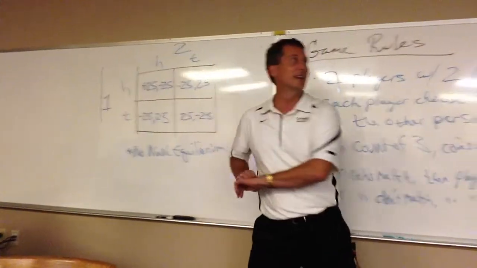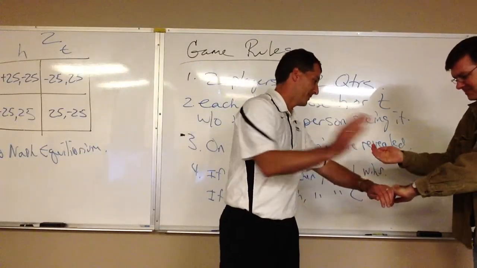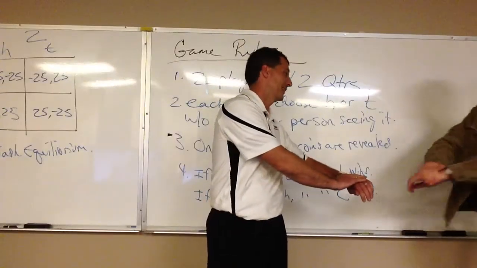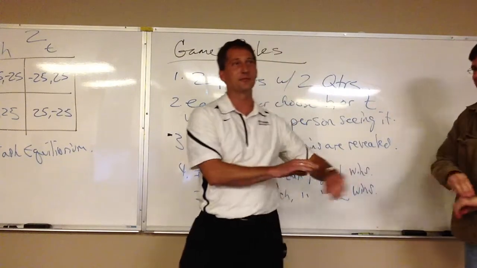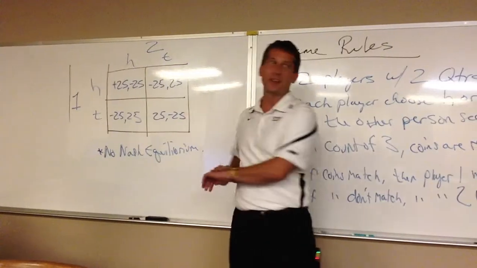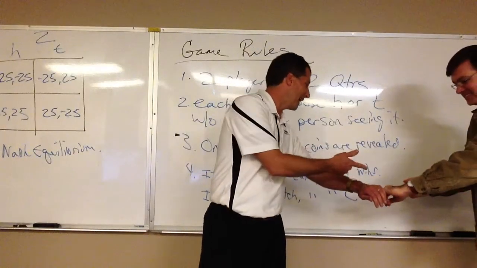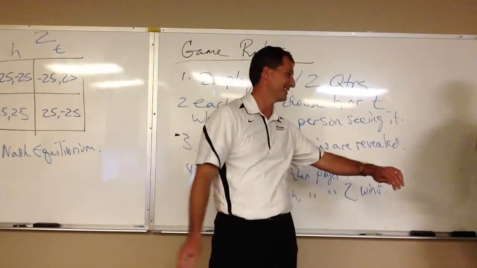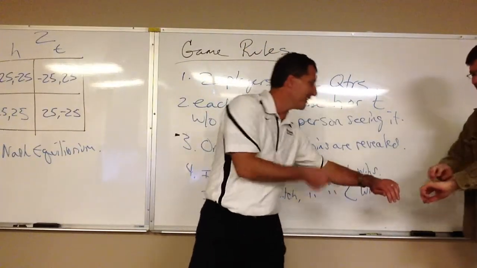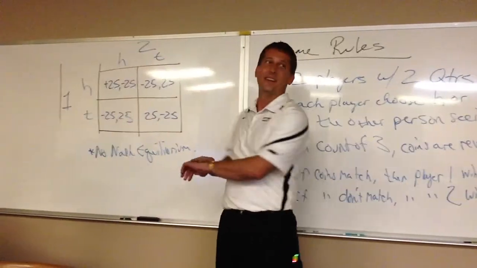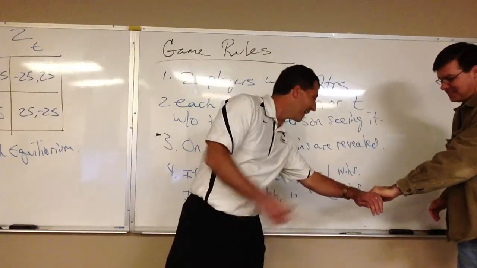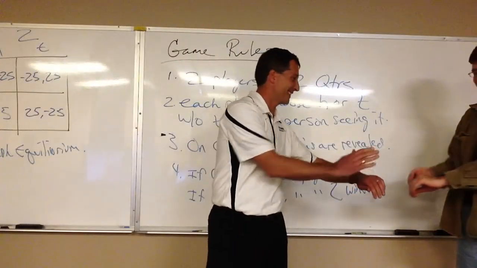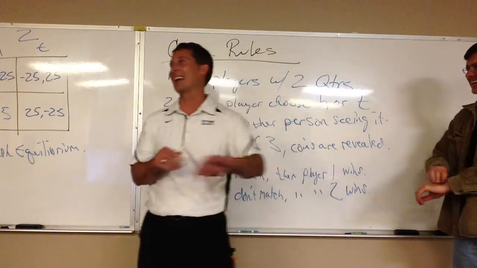Okay, ready? 1, 2, 3, go. Head, head. Jesse wins again. 1, 2, 3, go. Head, tail, I win. Okay, 1, 2, 3. Head, tail, I win. 1, 2, 3. There's no flipping. Head, tail, I win. 1, 2, 3. Head, tail, I win. 1, 2, 3. I got a head, tail, I win again.